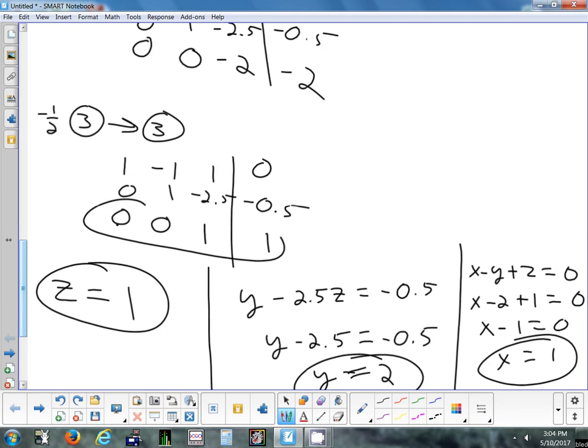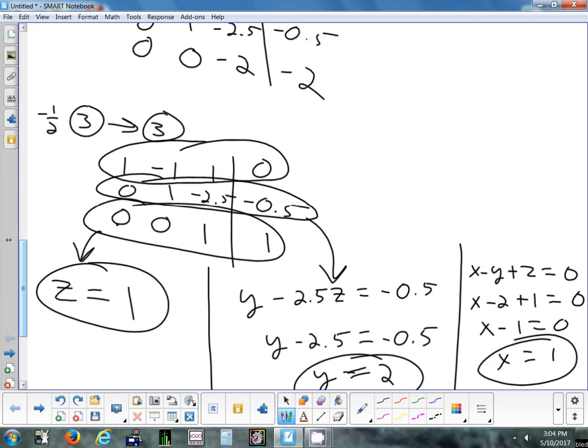So this one, that's how I got that one. And then this one is what gave me that. The first column is x, the second column is y, the third column is z. So 0x plus y minus 2.5z equals negative 0.5. And then this is 1x minus 1y plus 1z equals 0. So this third row gives me that one. Yep, so you just use each row.